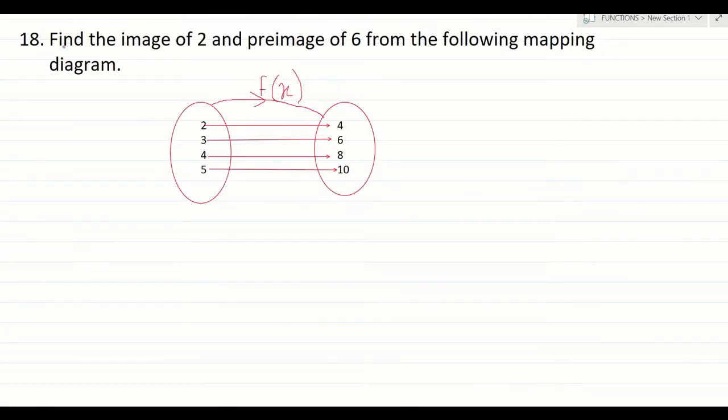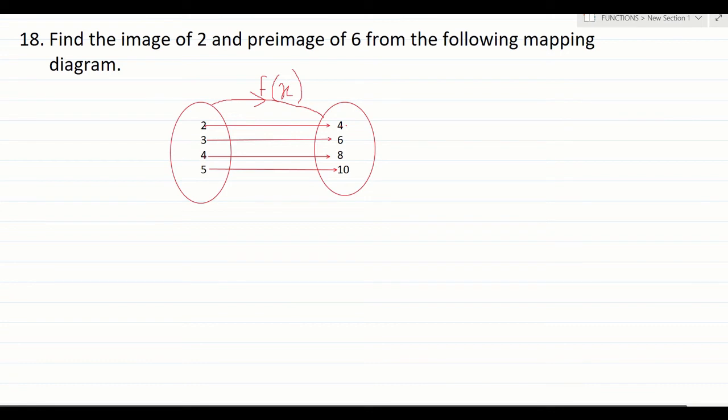Question number 18. Find the image of 2 and pre-image of 6 from the following mapping diagram. So this diagram is provided. From this mapping diagram, we need to find the image of 2. So from this diagram, can you say what is the image of 2? 2 is related to 4. So the image of 2 is 4.